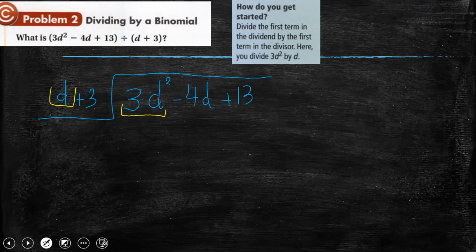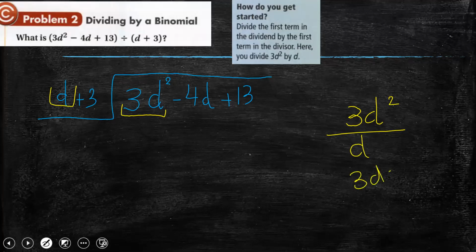So, 3d squared over d. What did you get? You get 3d over d, simplify, so it's 3d. So 3d squared over d is 3d. Then multiply. When you want to multiply now, you have to multiply 3d by the whole, which is d plus 3, not by d only. Divide by d, multiply by d plus 3.